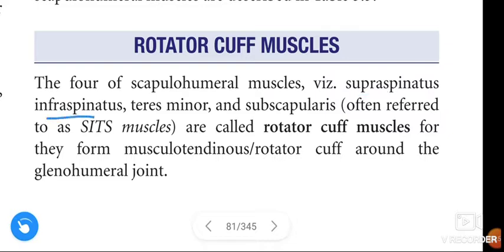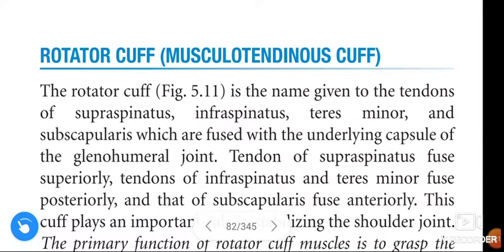Supraspinatus, infraspinatus, teres minor and subscapularis form the musculotendinous cuff, or rotator cuff, around the glenohumeral joint. Rotator cuff, or musculotendinous cuff.